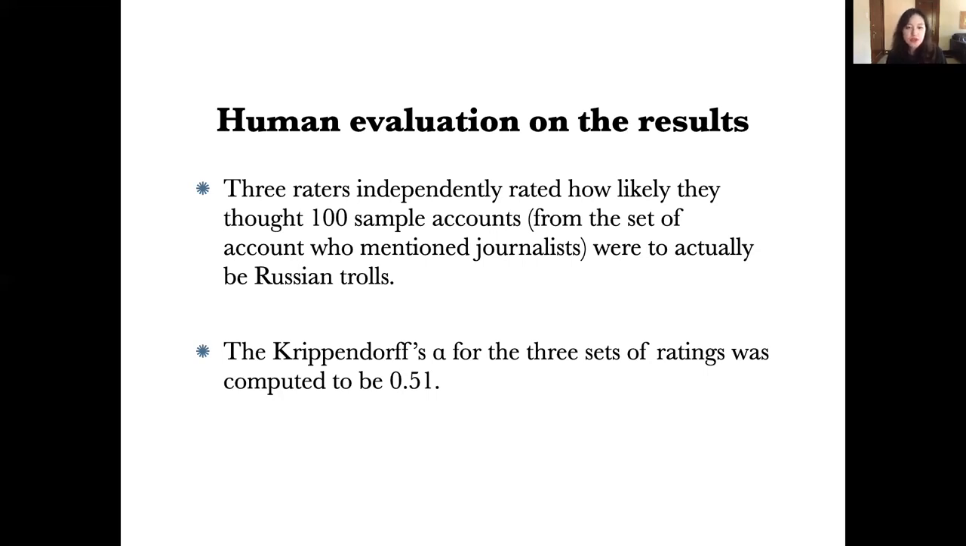We asked them to visit each account's page, look at the most recent 20 tweets, and also look at the bio, profile image, cover image, account creation date, number of followers, following, etc. The results show that Krippendorff's alpha for the 3 sets of ratings was computed to be 0.51, which is not high, but we thought it's understandable considering that the task here is difficult, trying to differentiate accounts that are trying to imitate actual American accounts.